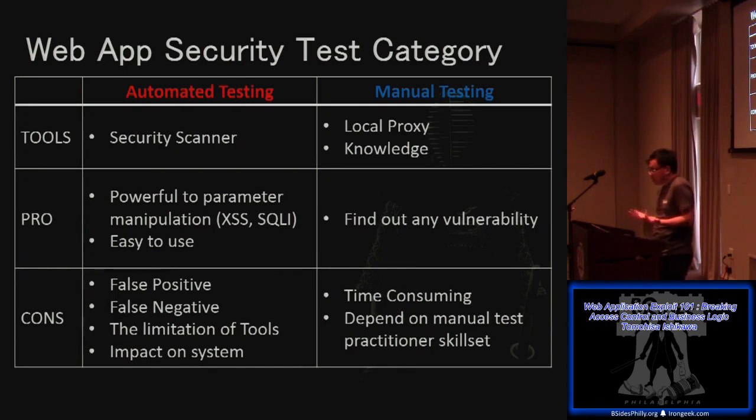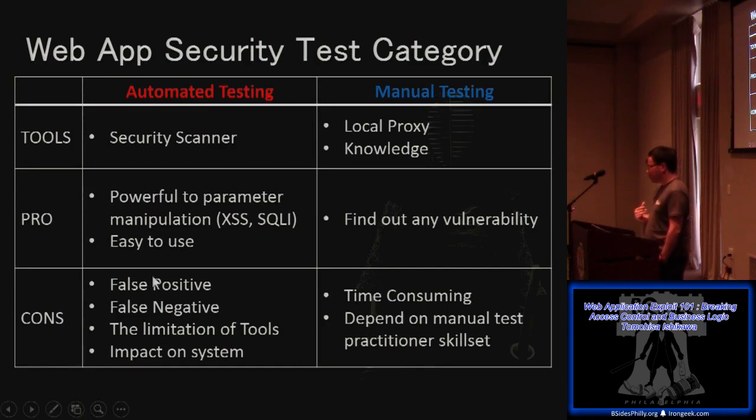There is a pro and con there. The positive side of the automated scan is that it is a very powerful methodology to find parameter manipulation, such as SQL injection or cross-site scripting. Also, it's very easy to use. So even though the maturity level of the penetration test in your company is not so sophisticated, the GIS scanner still guarantees a certain level of penetration test. So that is why this is very powerful on the positive side.